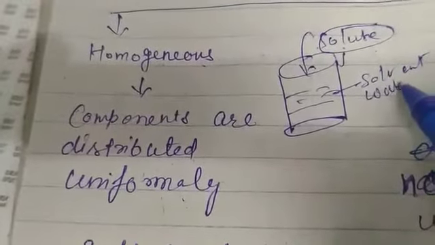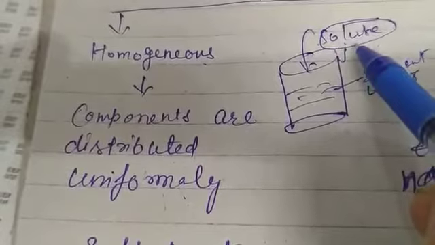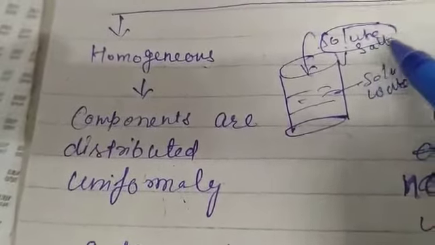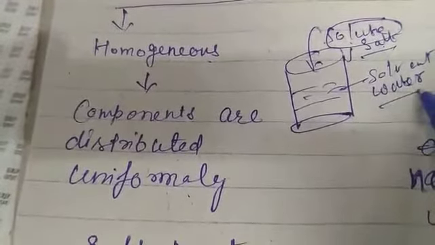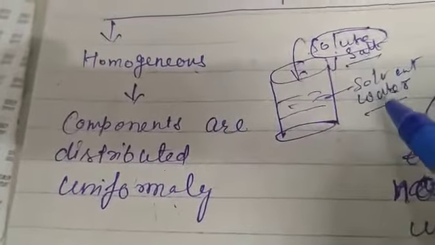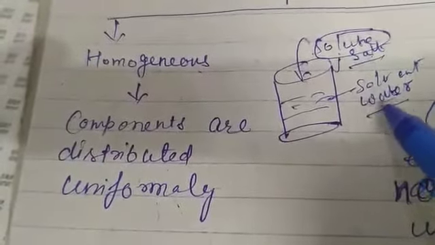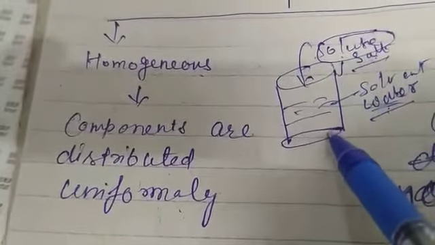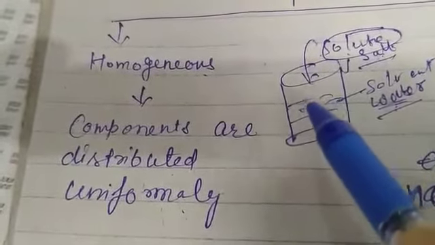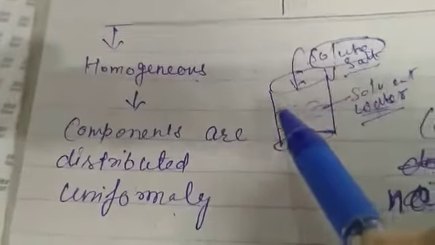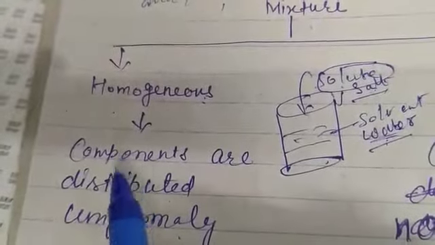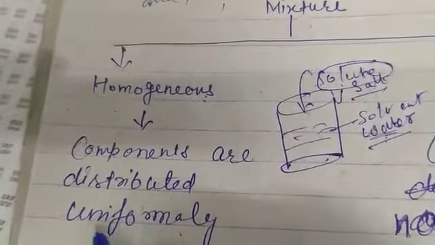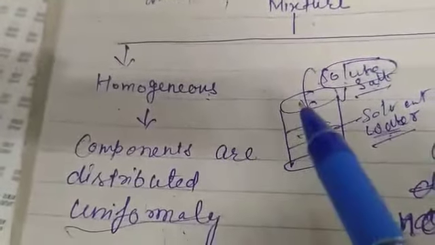Example, water as a solvent and salt as the solute. When the salt mixes with the water, after dissolving, the salt is not visible in the water. That means this type of mixture is homogeneous, meaning components after mixing are not visible. That type of mixture is known as a homogeneous mixture, or we can say that the components are distributed uniformly there. That's why they are not visible.